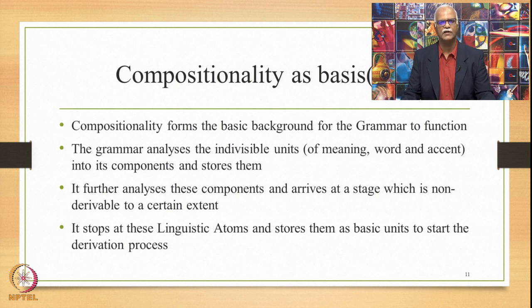We studied the concept of Anvaya and Vyatireka as propounded by the Vyakarana Mahabhashya, where the meaning similarity and corresponding word similarity were matched together, and the meaning dissimilarity with the corresponding dissimilarity as far as the word is concerned was matched together, and it was stated that these are the constituents or these are the components of the sentence, and they were further confirmed by various complementary data. And then we also found out that the grammar analyzes the indivisible units of meaning, word and accent and its components, and then it stores them.